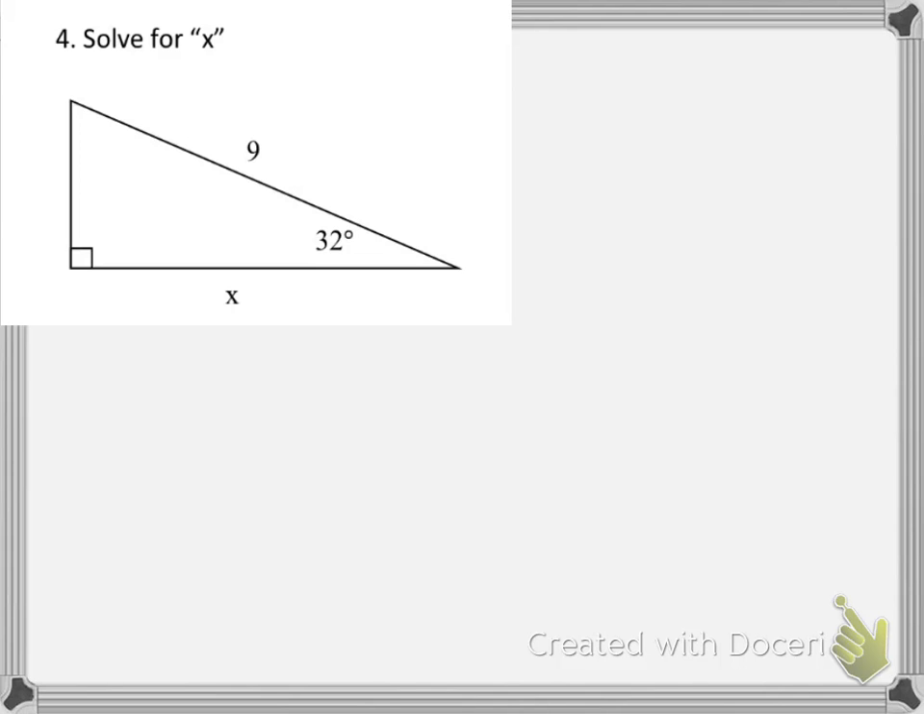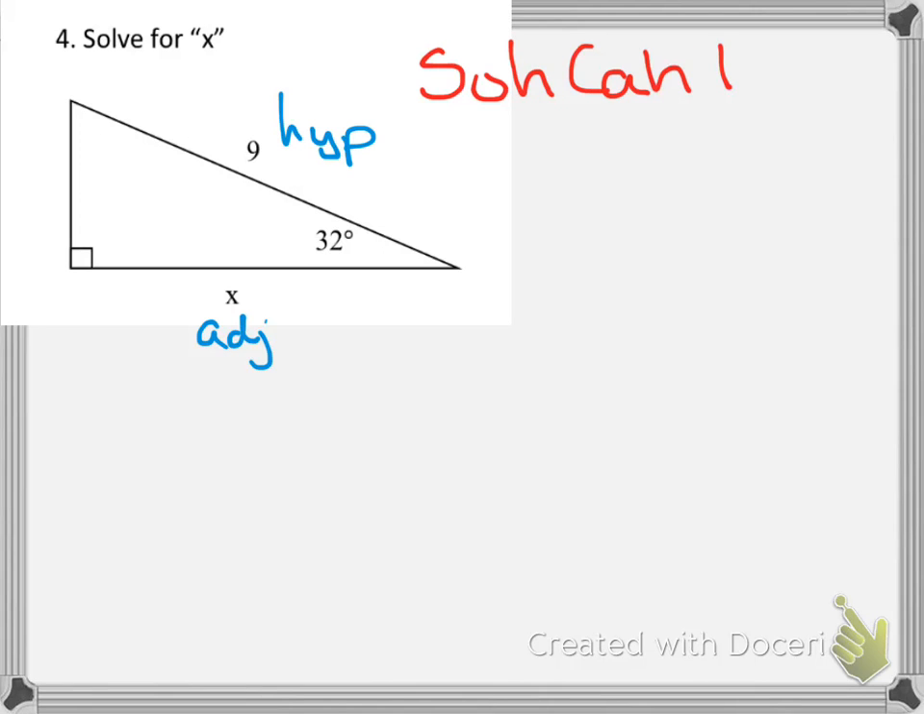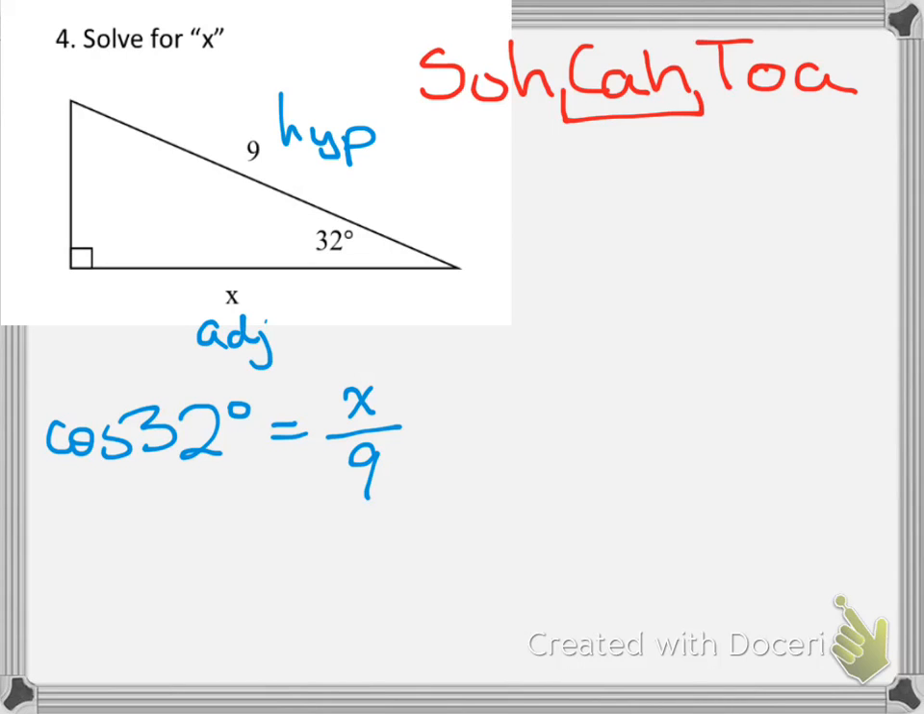Here we just have to solve for x. So first, we can name the sides adjacent and hypotenuse. Next, we can say, well, we know SOHCAHTOA. So adjacent and hypotenuse means cos 32 is equal to x over 9, or adjacent over hypotenuse.